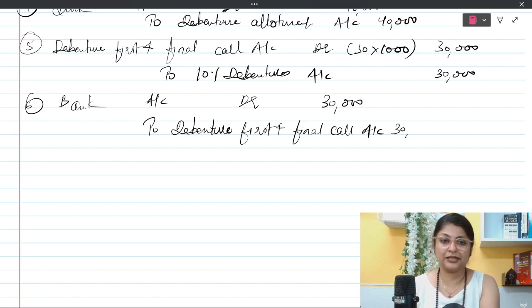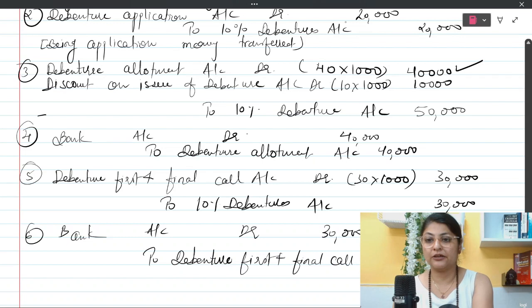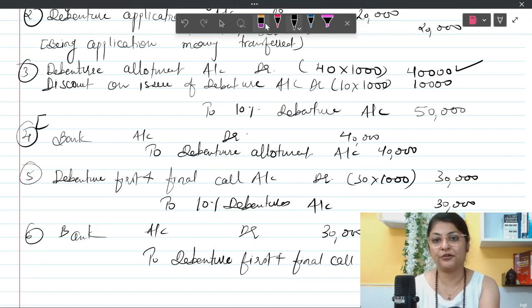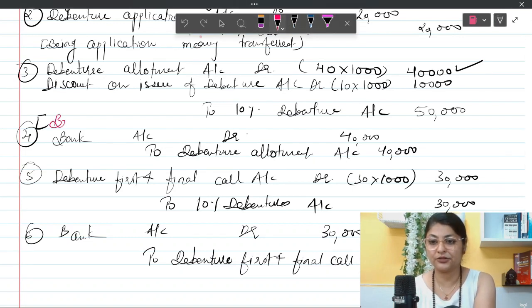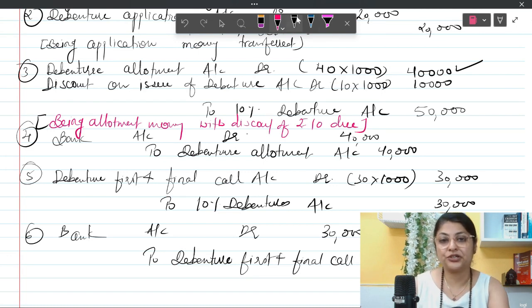I have skipped writing narration accidentally. I hope you understand these are the same narrations except for this part. So here I will write down the narration. I am using a different color pen so that it is prominently visible to you. Being allotment money with discount of rupees 10 due. So you have to mention in the narration that this amount is being given as discount.